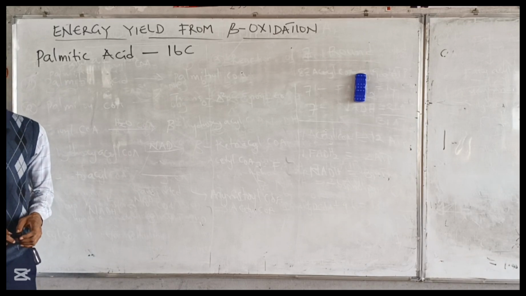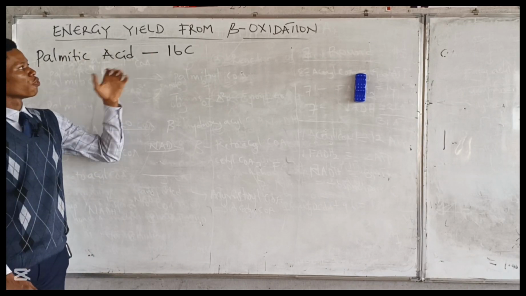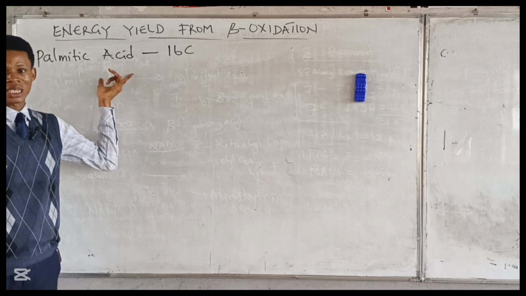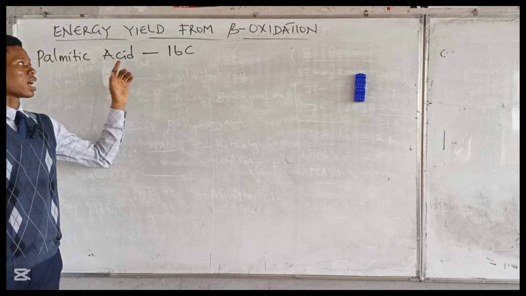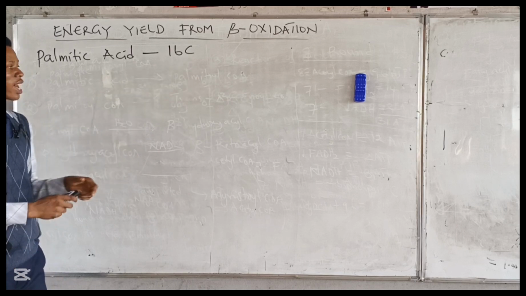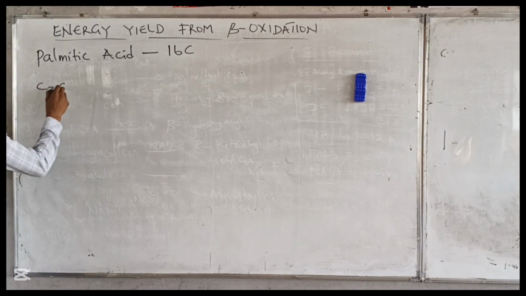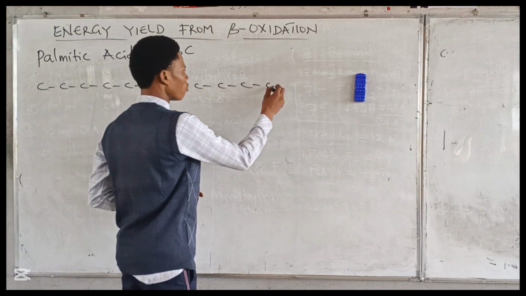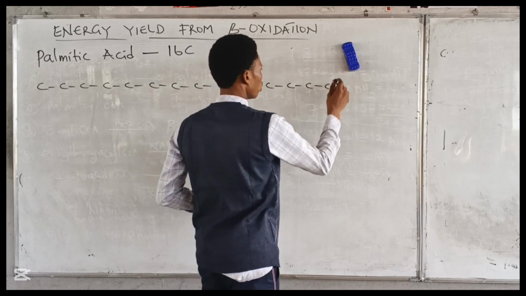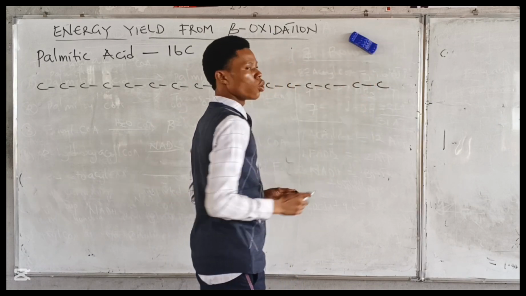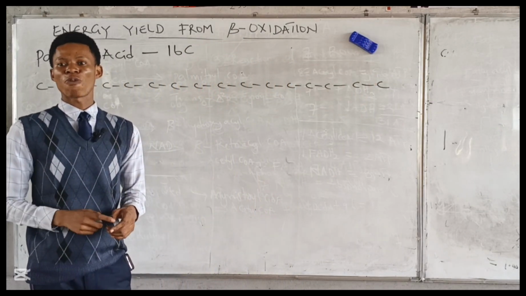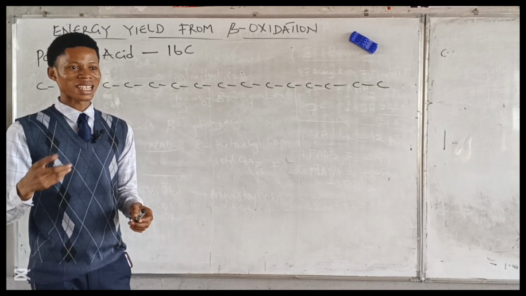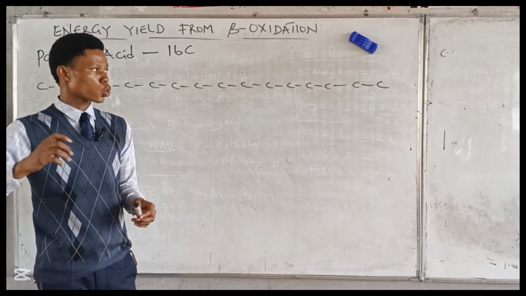Now, please look up. What I've said so far is this in summary. Energy yield from beta oxidation. I'm using palmitic acid as a case study. This is one fatty acid. And we know that this palmitic acid has how many carbons? 16 carbon. Now, let's assume this is the 16 carbon: 1, 2, 3, 4, 5, 6, 7, 8, 9, 10, 11, 12, 13, 14, 15, 16. We've seen that in the breakdown of fatty acid, we are always removing two carbons in the form of what? Acetyl-CoA.